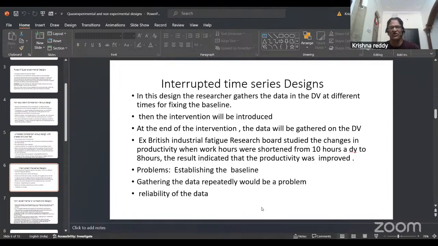Then also we are talking about non-equivalent groups. Non-equivalent itself indicates this is not solid. The groups are not equal. That is quasi-experimental. Similarly, the groups are not related. That is also quasi-experimental, because the groups are not related. They are not from the same stream or the same branch. The participants are not from the same branch.